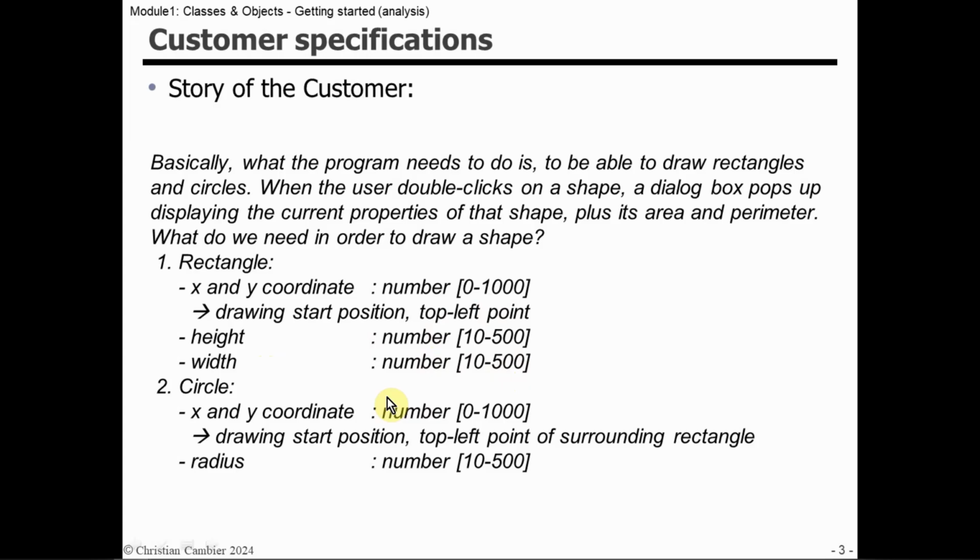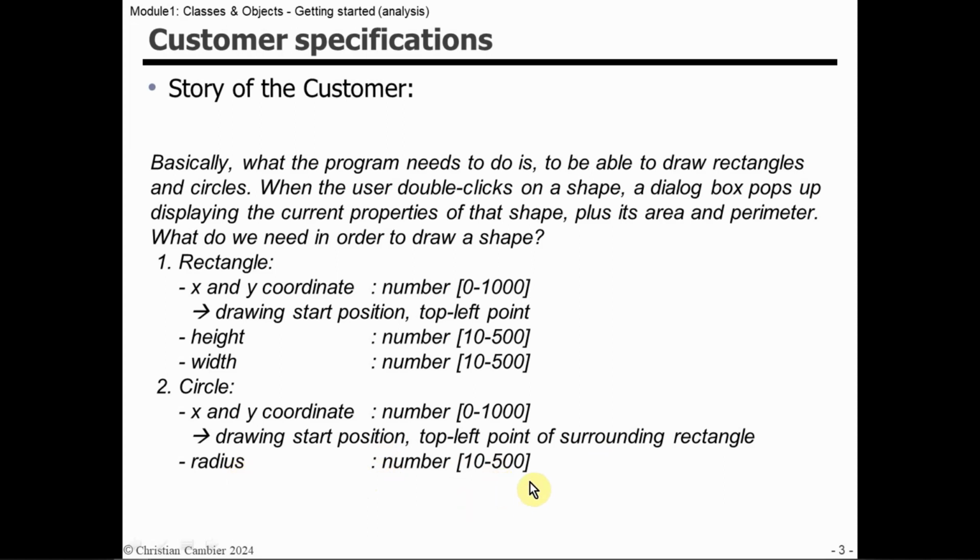Circle has similar properties for X and Y, with the same range of acceptable values between 0 and 1000, and they represent the drawing start position, so the top left coordinates of a rectangle that would surround the circle. And finally the radius with a value between 10 and 500.